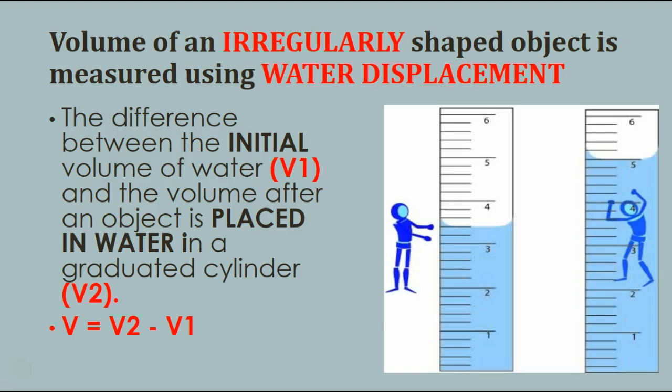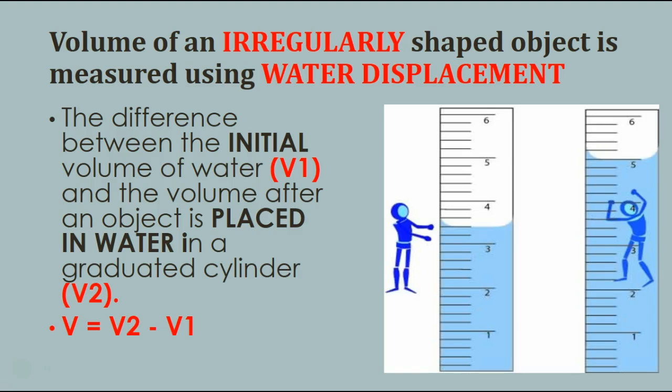But what if you have an object that is irregularly shaped like a rock? Well, the volume of an irregularly shaped object is measured using water displacement. And water displacement is the difference between the initial volume of water and the volume after an object is placed in water in a graduated cylinder. And the formula for this is volume equals volume 2 minus volume 1.